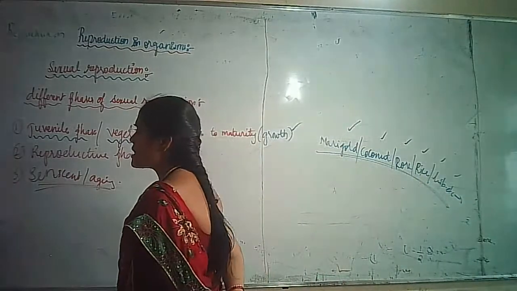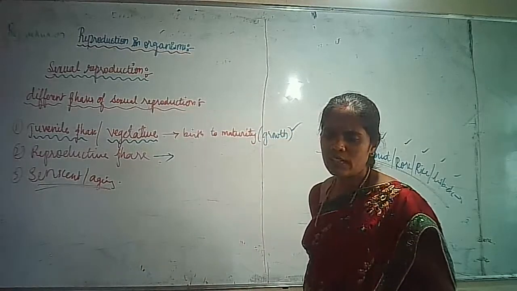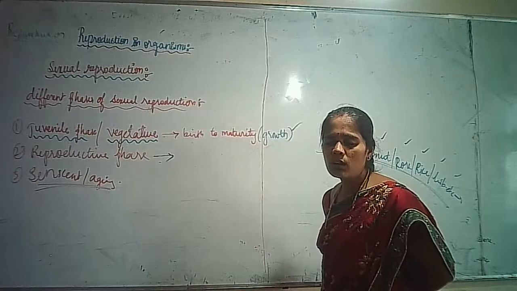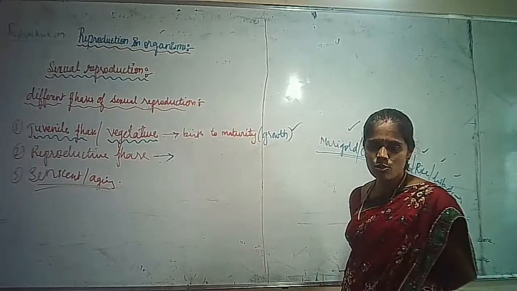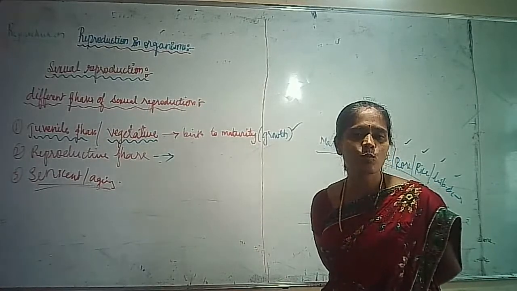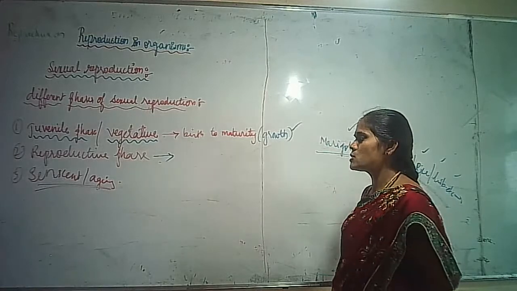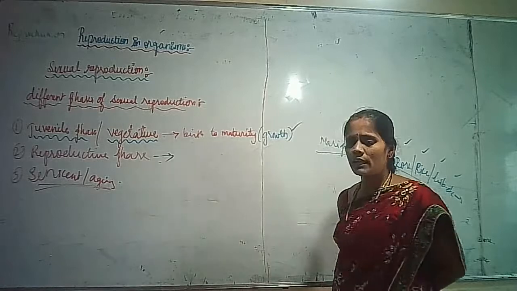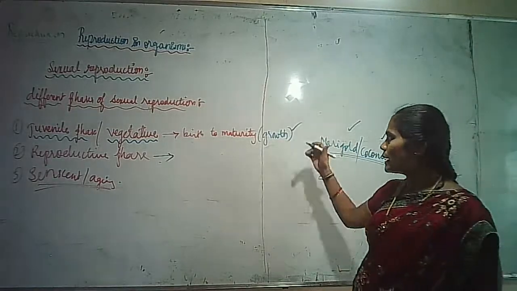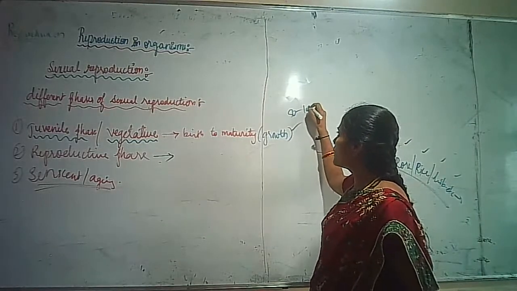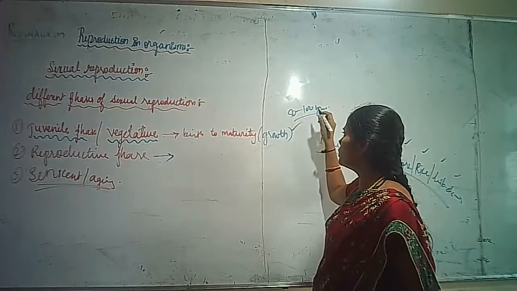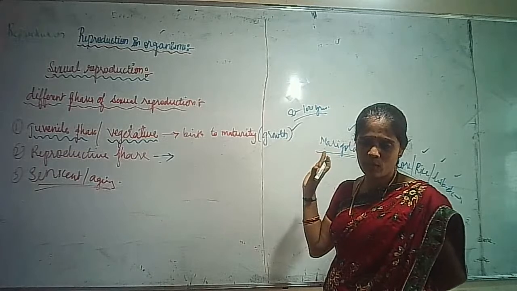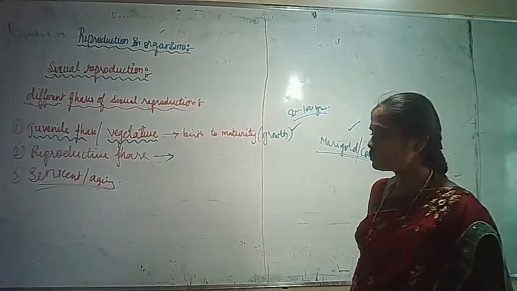There are some plants which will take more time to show flowering. So we can say that the growth period is more, that is, the vegetative phase is more. For example, bamboo tree, you know bamboo tree, its lifespan is 50 to 100 years. Once in their lifespan they are flowering, only once in their lifespan.